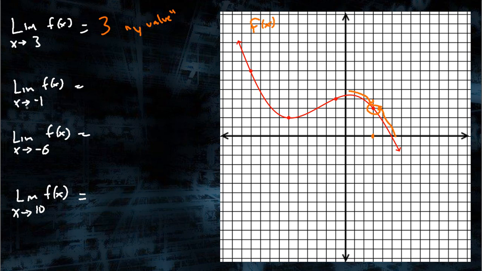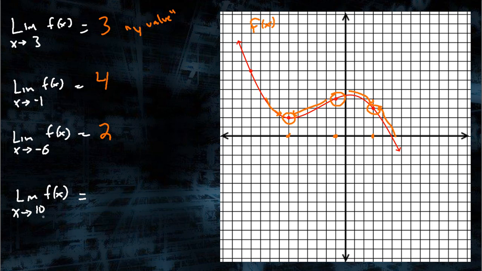All right, let's take a look at this next one. So as x approaches -1, so -1 is right here on the x-axis, and we can see that we are approaching 4. And the limit of f of x as x approaches -6? Well, -6 is right here. So let's see, as x approaches -6, what does y approach? Well, y approaches 2.